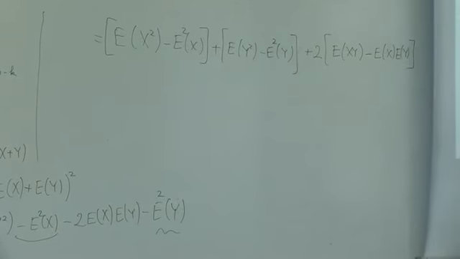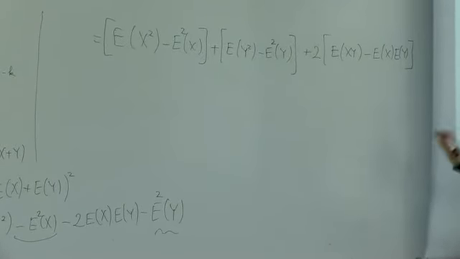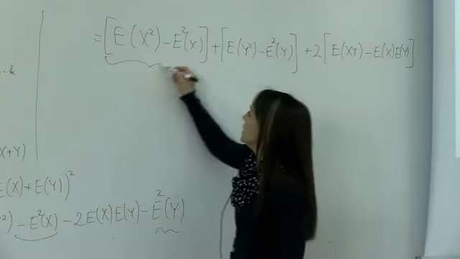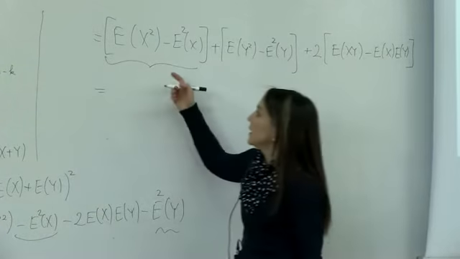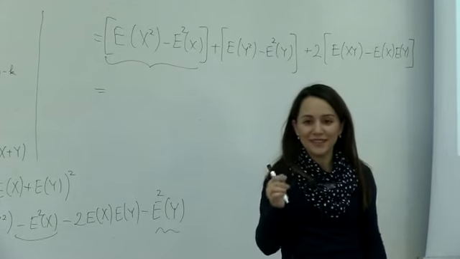Okay. So far, I have just used the linearity of expectation. So what we've done here is valid for any two random variables X and Y. What is this? That's the variance of X. Yeah. Is there a question?